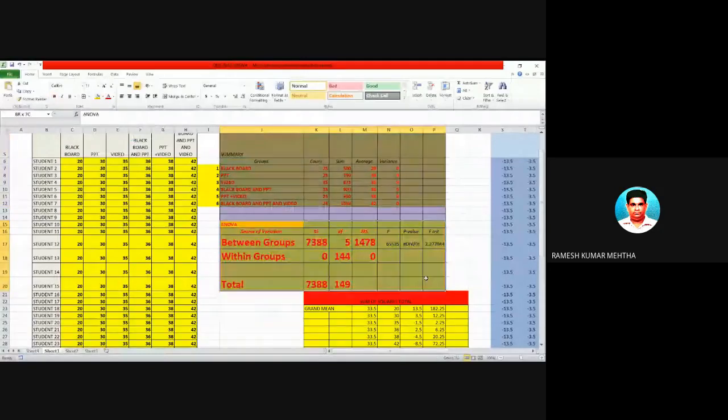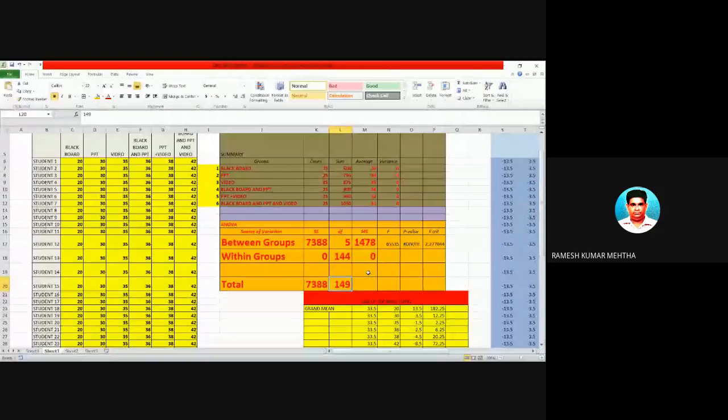How did we arrive at these figures, and what do you mean by between groups? What do you mean by within groups? What do you mean by total? What do you mean by SS? What do you mean by DF? What do you mean by MS? And all that stuff. This we will subsequently take up. Our concentration is how did we arrive at these figures of 7388.0, 7388.5, 144, 149, and all that stuff. So let's solve the problem.